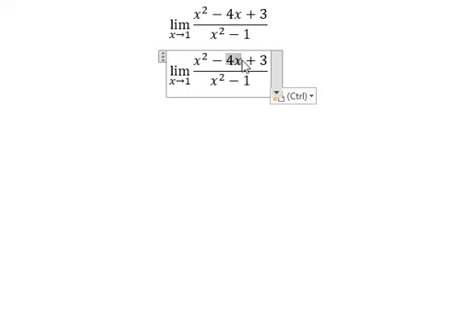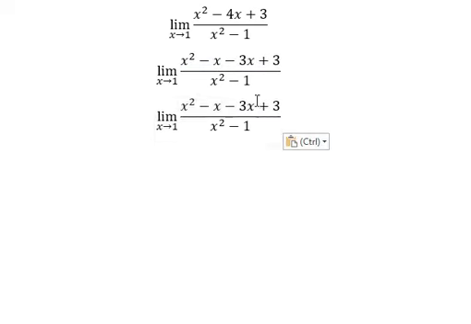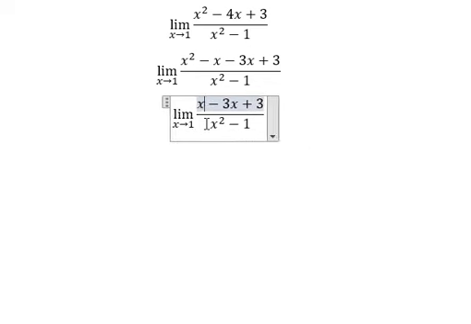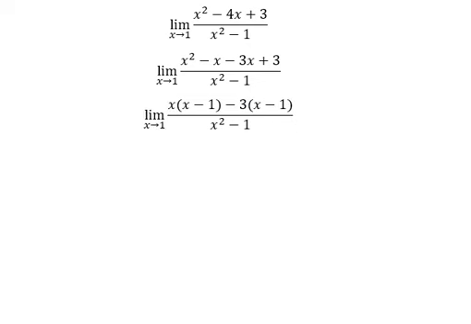Negative 4x we can split into negative 3x and negative x. This one we can factorize by x. This one by negative 3. Next, we have the formula in here.